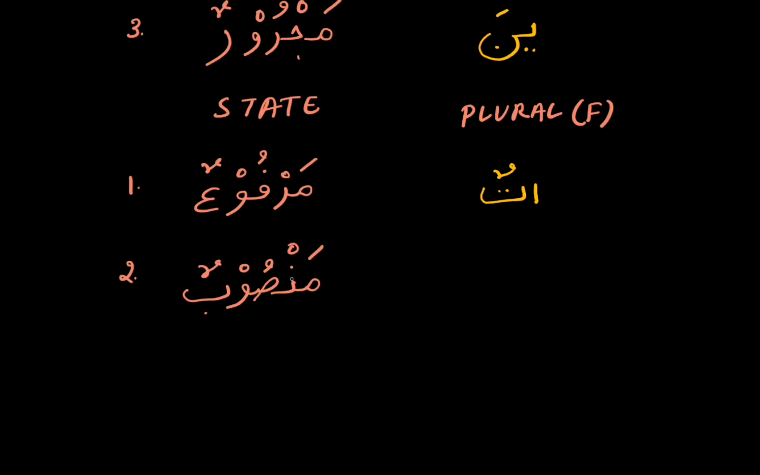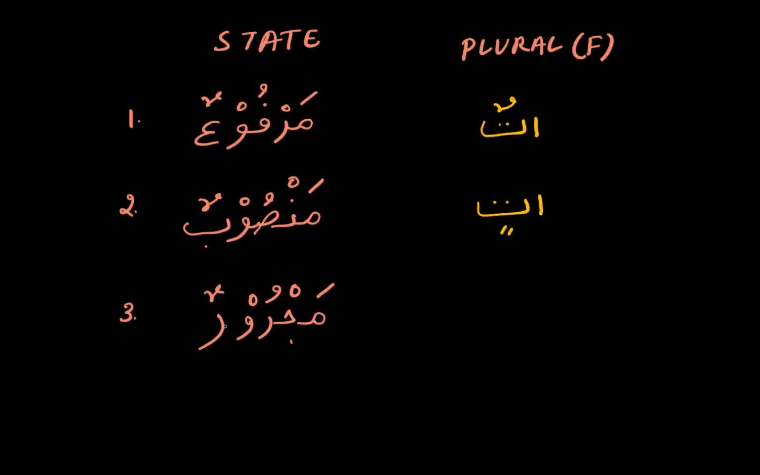Now how to identify the mansoob state in feminine plurals? That is, if the case ending is alif ta with a double kasra at the end, then such plural nouns are in the mansoob state. And the majroor state can be identified by atin, similar to the mansoob state, that is alif ta with a double kasra at the end. So by seeing these case endings, we can say that the given noun is in a marfu state, a mansoob state, or a majroor state.